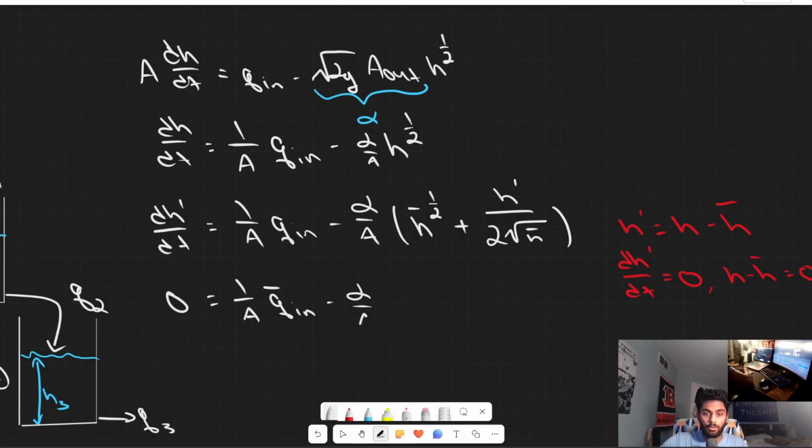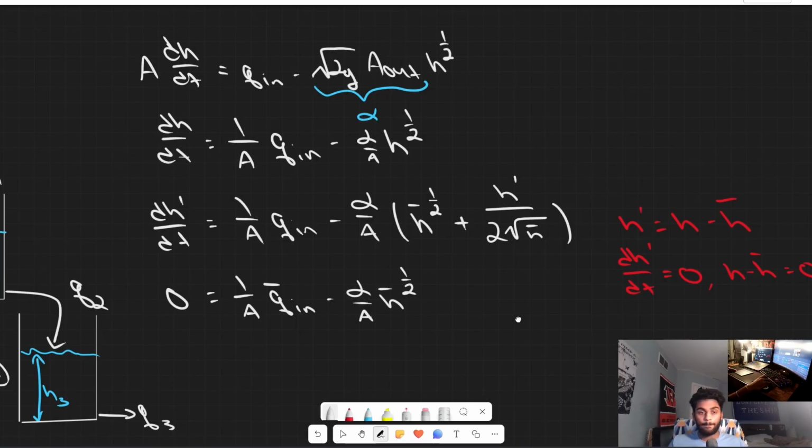Minus alpha over a times the height at the initial steady state to the 1/2 power. Now what we end up doing is we subtract this equation for our initial steady state from the deviation equation that we have derived.